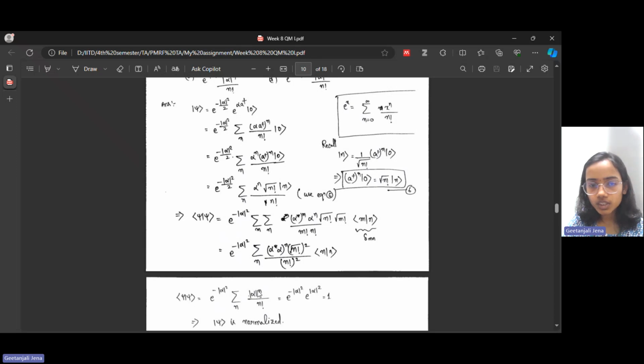There will be a 2 in the terms. I mistakenly wrote it as n, but the term will be alpha to power 2n. That's how you get it. There will be a square here.